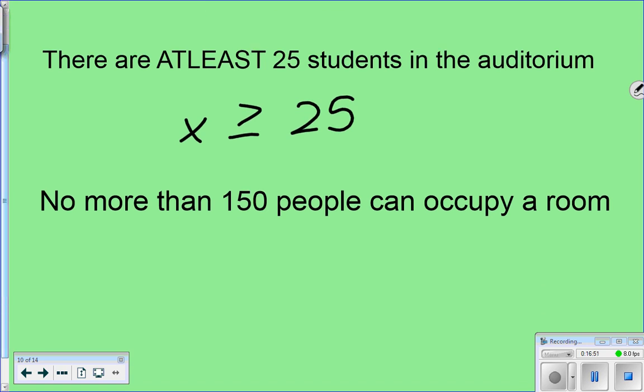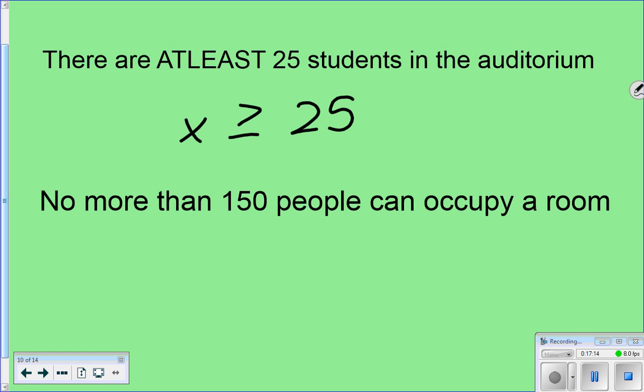All right, so then we have no more than 150 people can occupy a room. If you ever go to a restaurant, when you come in, there's usually a sign that says capacity, like 150 or 75 or whatever. I think they have to provide that. Buses do too. Capacity 75. That's as many people as they can hold. They can hold 75, but no more.